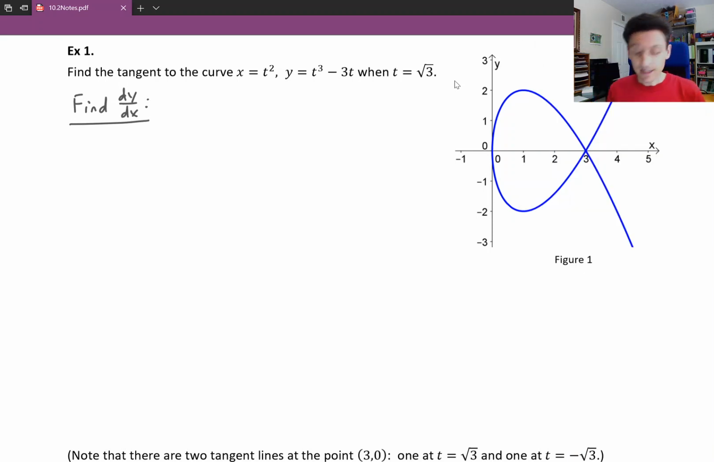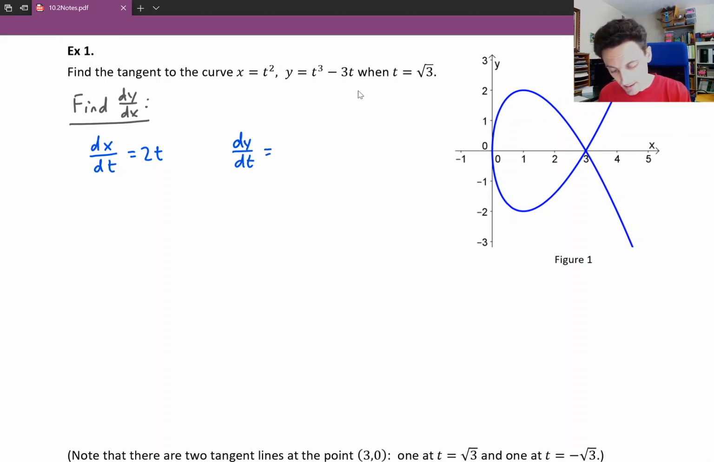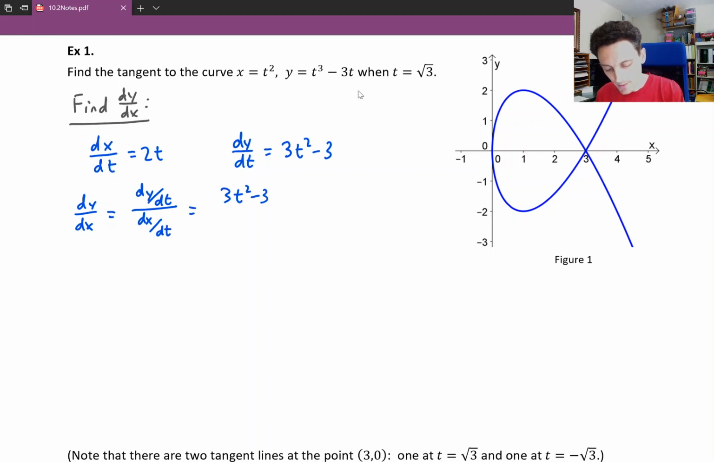To find dy/dx, we need to get dx/dt and dy/dt, and then we can divide those two. So dx/dt here will be the derivative of x with respect to t, which is 2t. dy/dt is the derivative of y with respect to t. That should be 3t squared minus 3. So then dy/dx is dy/dt over dx/dt, which is 3t squared minus 3 over 2t.